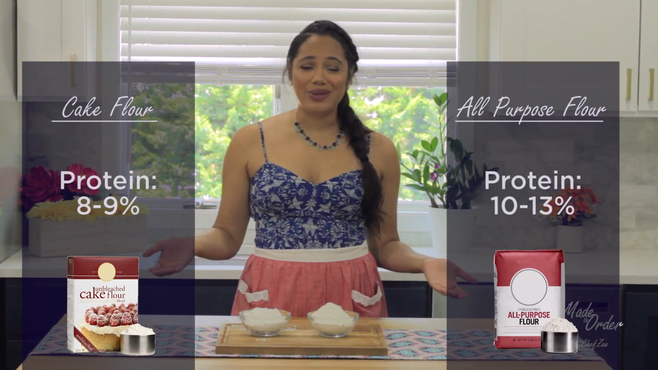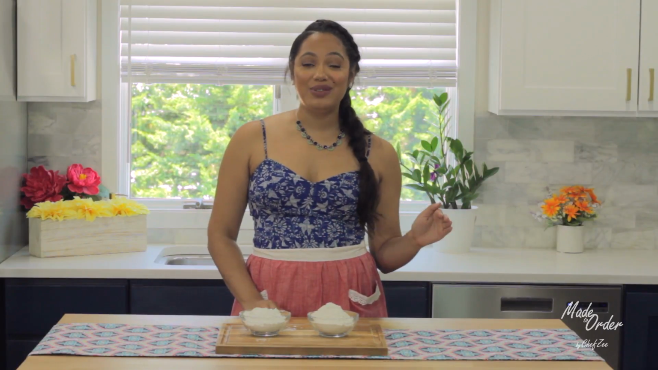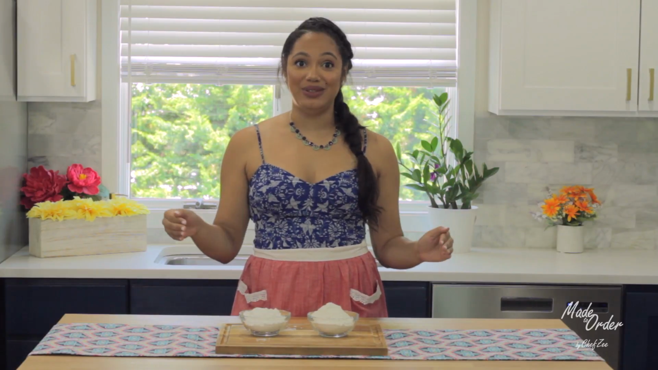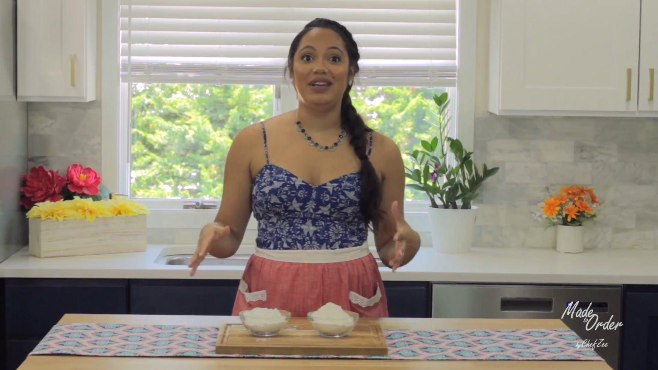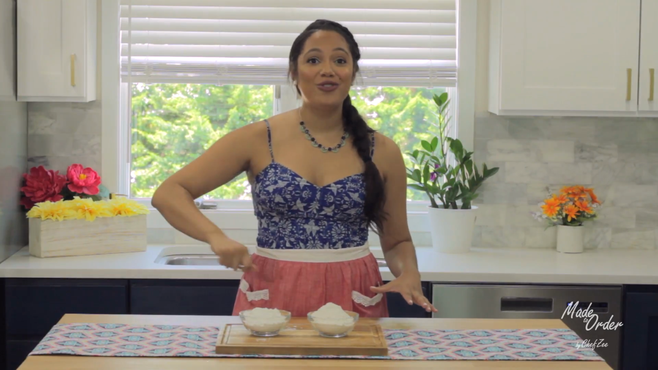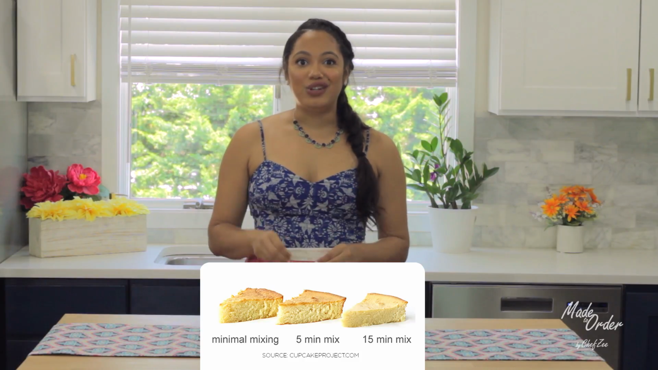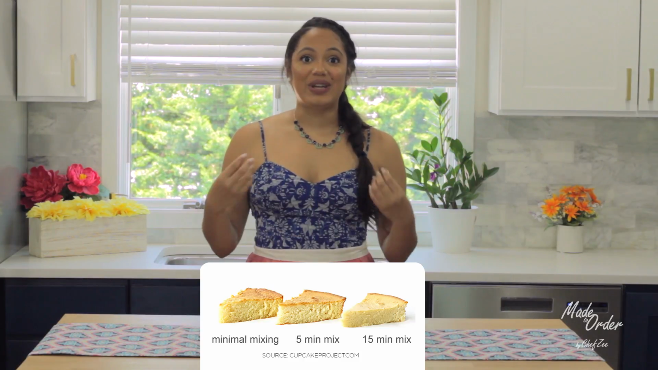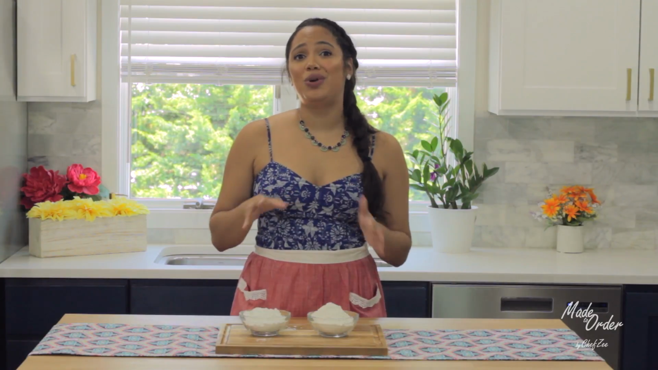Now, why does the protein content in the flour even matter? And that's because the protein in the flour turns into gluten. Now, you've probably seen a bunch of baking videos or taken baking classes where they always tell you, hey, be careful not to overmix your batter whenever you add the flour. And they tell you that because they don't want you to activate the gluten in the flour. And the gluten is what can make your cakes or your cupcakes really dense and really tough. And that's what you want to avoid.